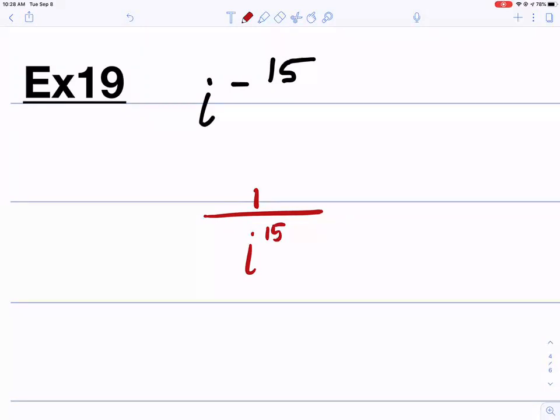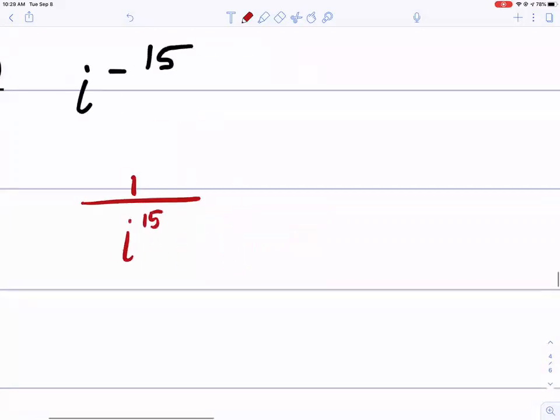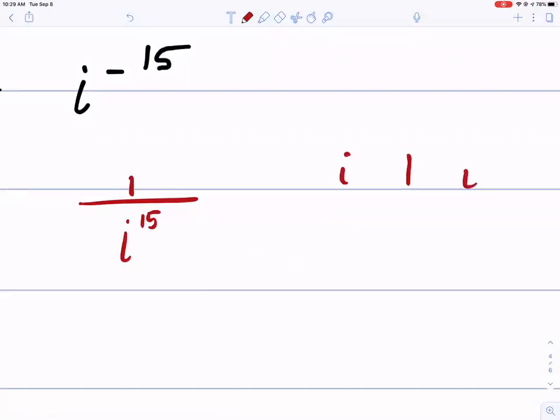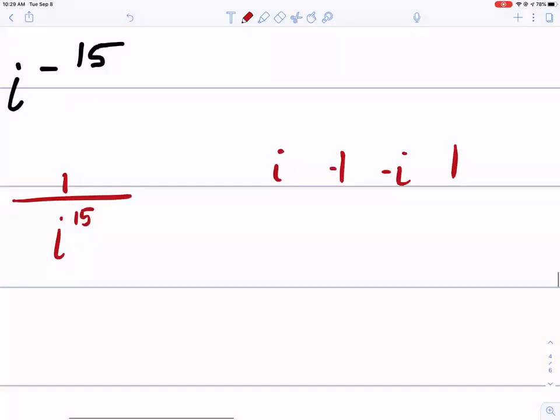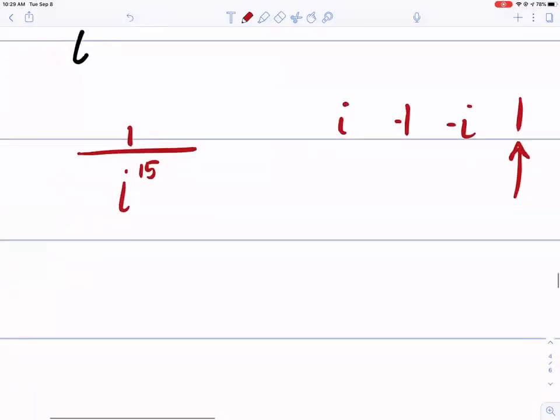Remember me saying at the beginning of class, your final answer can never have an i with a power. So you're not done with this. Let's be thinking about your pattern. i, negative 1. What's a close multiple of 4 to the number 15? 16. Remember that my pattern is i, negative 1, negative i, 1. So my 16 is going to be here. So what is i to the 15th power? Negative i. So this is going to turn into 1 over negative i.